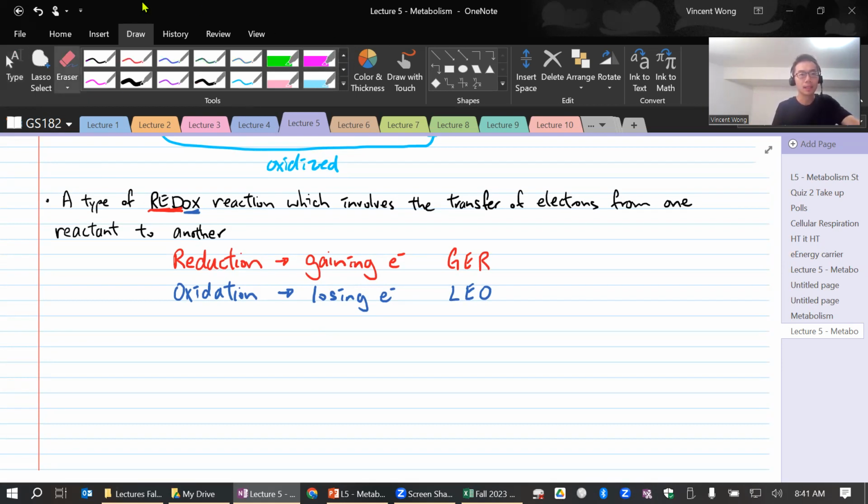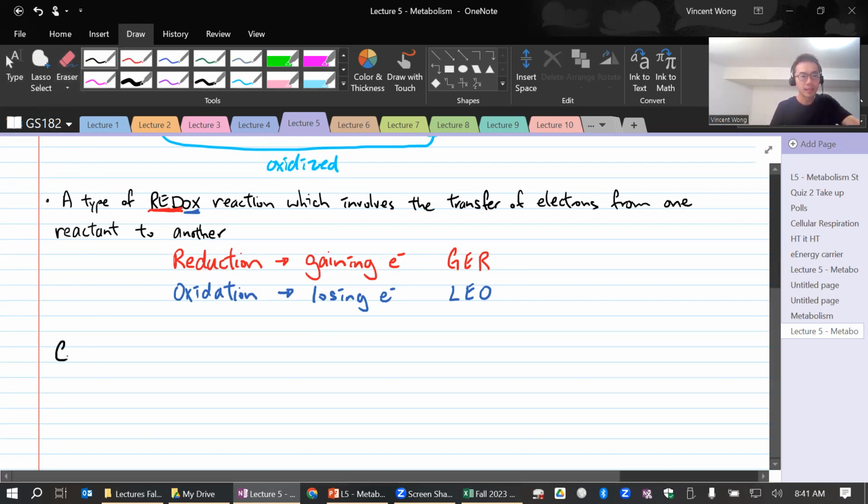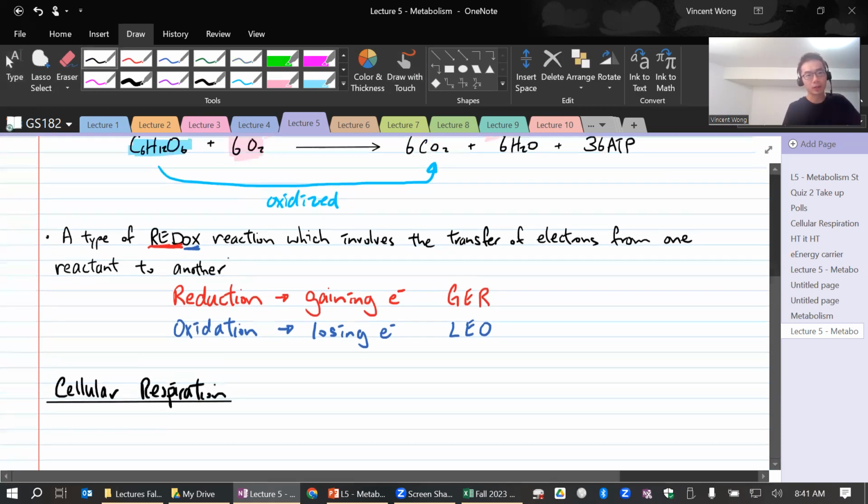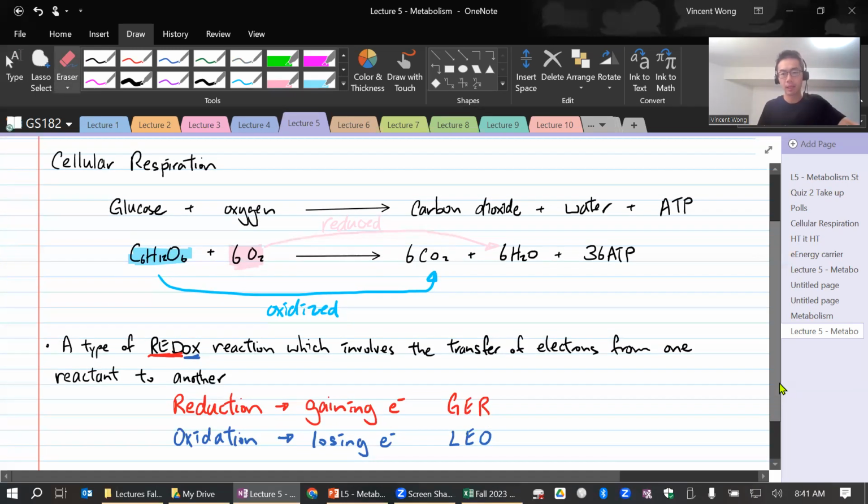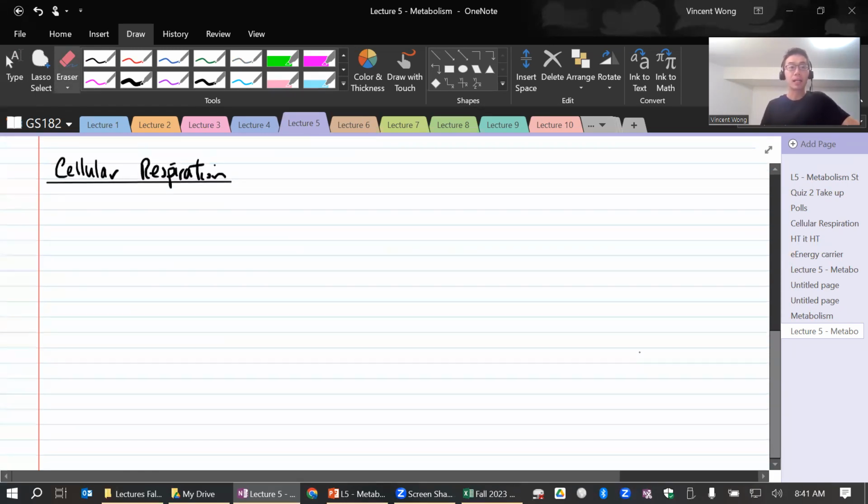Okay, so let's write down cellular respiration. Even though the equation is just one equation here, okay? But it actually is divided into 4 main stages, okay? So I'm just going to write them out first, and then we'll go into more details later.